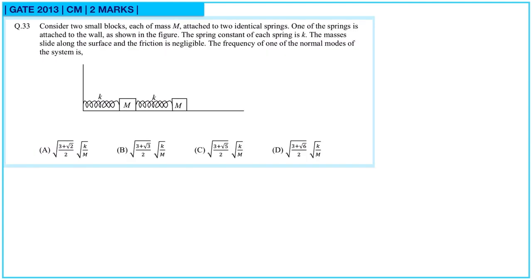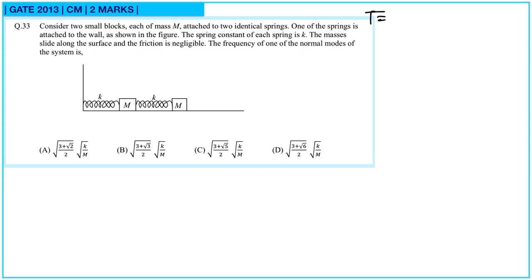Next question. Consider two small blocks, each of mass m, attached to two identical springs. One of the springs is attached to the wall as shown in the figure. The spring constant of each spring is k. The masses slide along the surface and friction is negligible. The frequency of one of the normal modes is. For that we have to calculate total kinetic energy and potential energy.